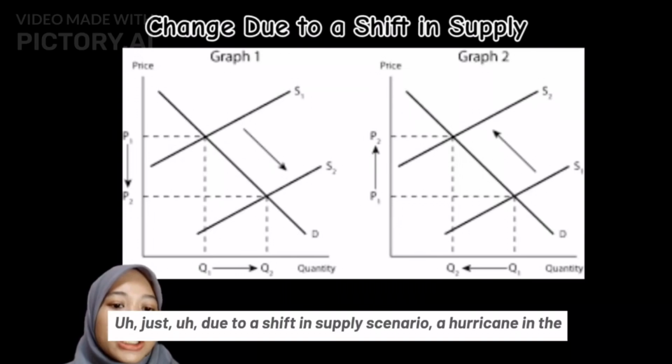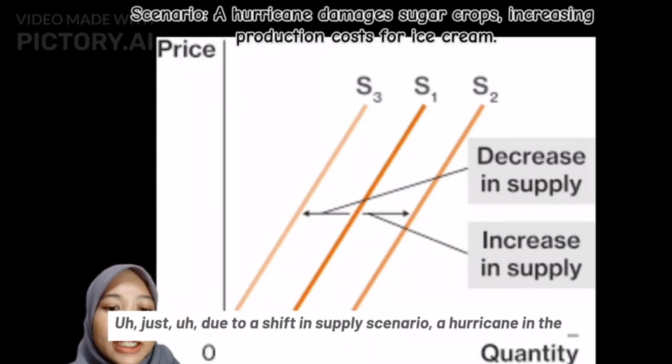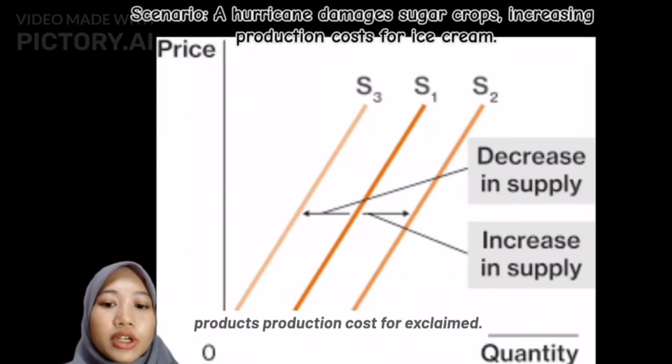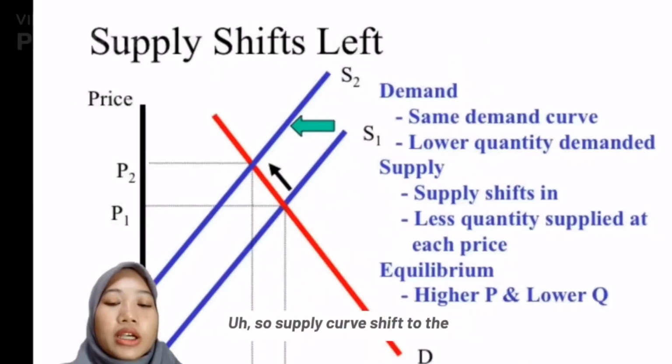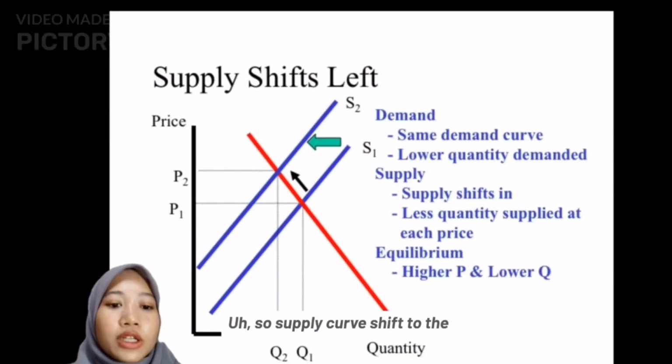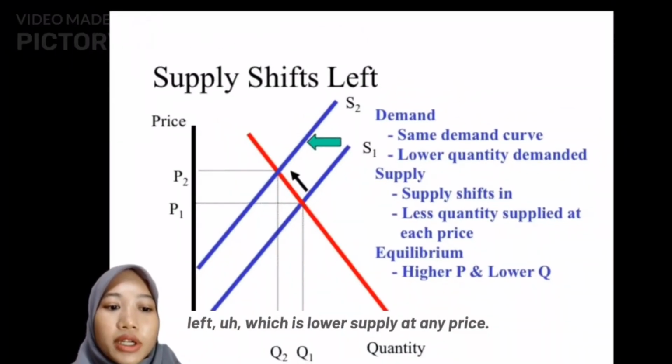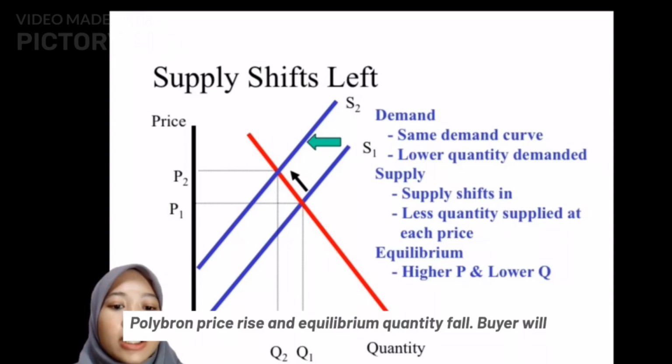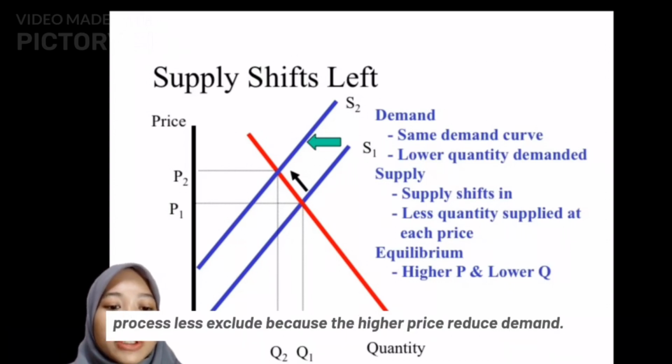Change due to a shift in supply. A hurricane damages the sugar crop, increasing the production cost for ice cream. So the supply curve shifts to the left, which means lower supply at any price. Equilibrium price rises and equilibrium quantity falls. Buyers will purchase less ice cream because the higher price reduces demand.